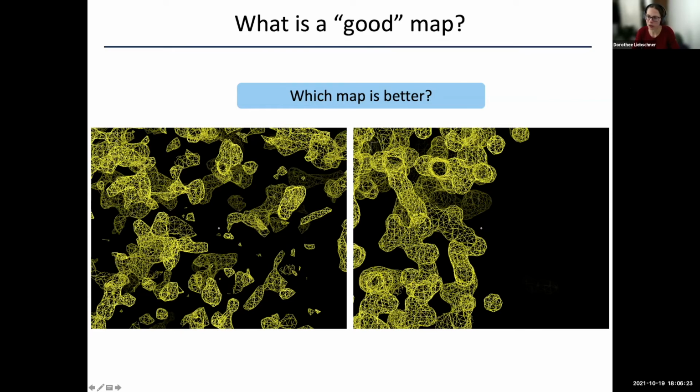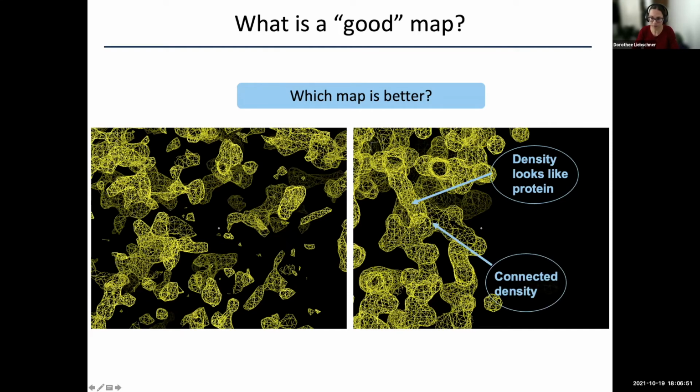Yeah, I don't know actually about the threshold. I think it's a similar one, but it doesn't really matter that much. Okay, so I think most people would say the map on the right is better. And I agree. The reason is that the density looks like protein. So here you can almost build manually some amino acids into the density. We have connected density. Several people mentioned that, connectivity. The map on the left here, there are many, let's say, holes, right?